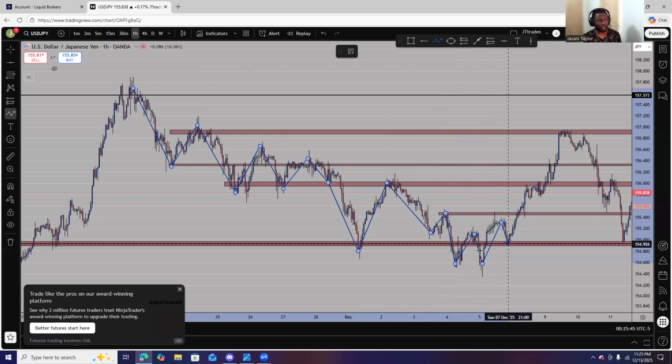We use this area that we previously used as support. We broke back above, now use it as resistance. We break above now, break above at this side. So now we shift structure. Right here is where we shift structure and we start going to the upside. This is where we start going to the upside.